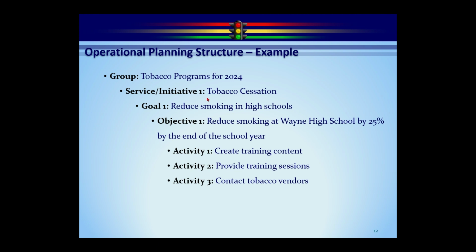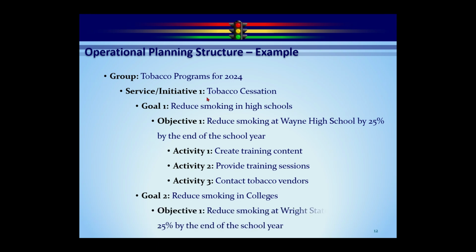Now, we can replicate at any level. So we might have a new service in there. I forgot the name of the other services we had in there. Or we could have another goal, maybe reduce smoking in colleges. And then under that, we would have another objective that would be reduce smoking at, again, my alma mater, Wright State University in Dayton, Ohio, by 25% by the end of the school year. And then under that, we would have a set of activities. So this plan can be as big and wide as you want it to be, depending on what you're replicating at each level in here. And you can have as many of any planning element type in there as you want to have. So that is the plan we're going to be working with.